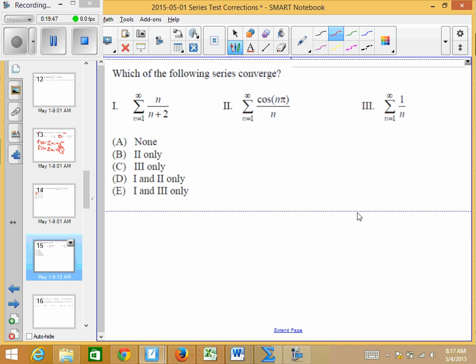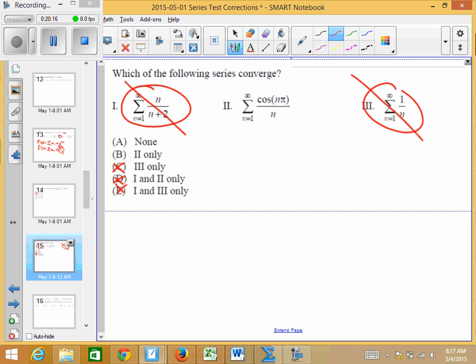Which of the following series converge? If you look at this one, the series diverges because of what test? Instantly look at this one and say it diverges because t is not greater than 1. The only possible one that can converge is 2 versus 3. Cosine of n pi is probably a bit scary.